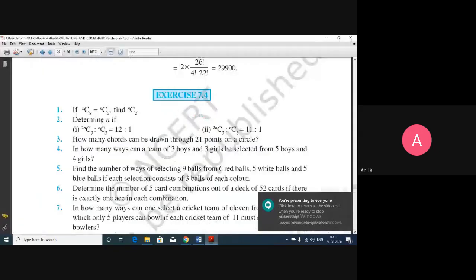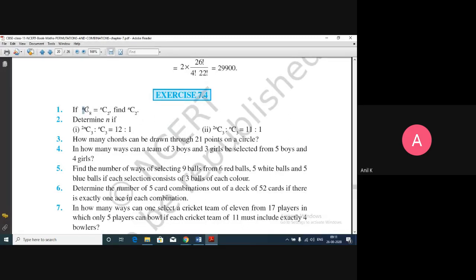What you are going to do is, this first question also works the same way. You have to expand according to the formula as per the requirement. First, you expand this nC8 equals nC2 and you'll get the n value. For example, n is coming 6, then you have to find the 6C2 value. If n is coming 8, then the 8C2 value. Like this. Even the second question you can solve the same way.